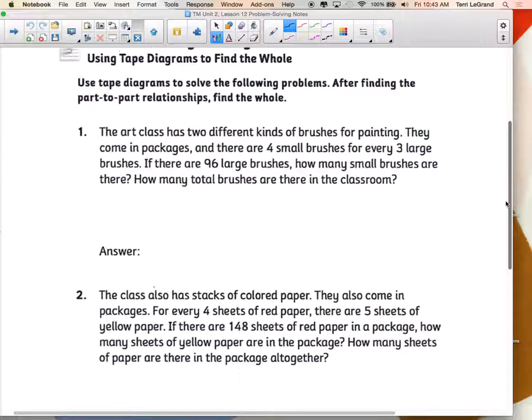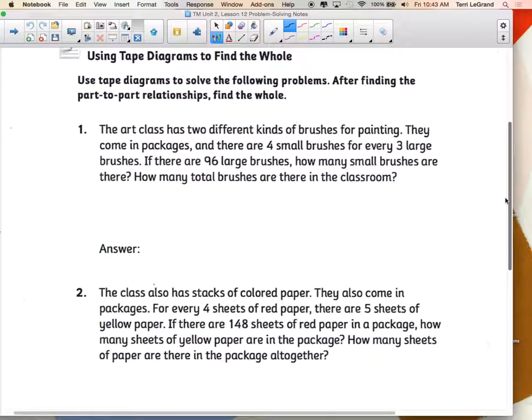Today when we are working with our tape diagrams, one of the things we're going to be using them for is to be able to find the whole. So we have parts in a tape diagram, a part of something and a part of another thing, and together that will make up the whole.